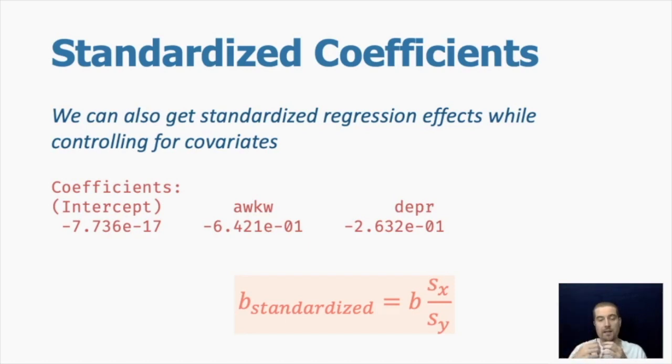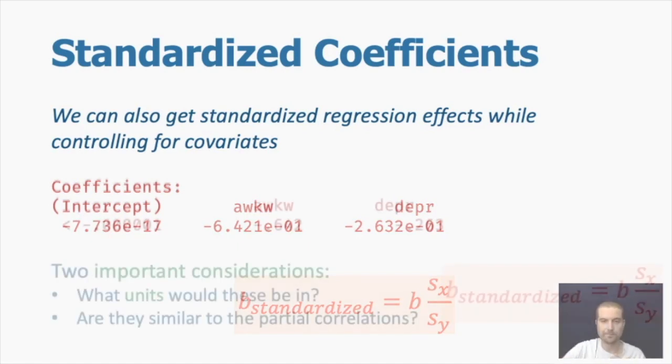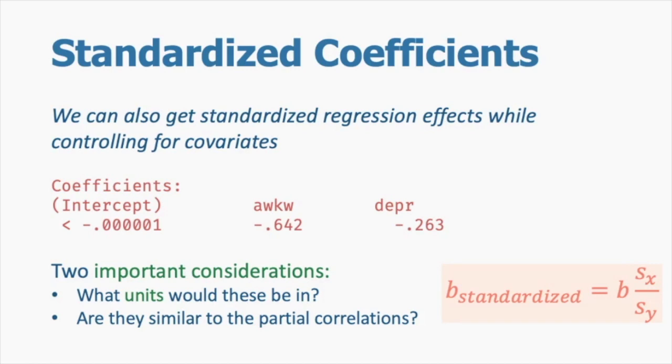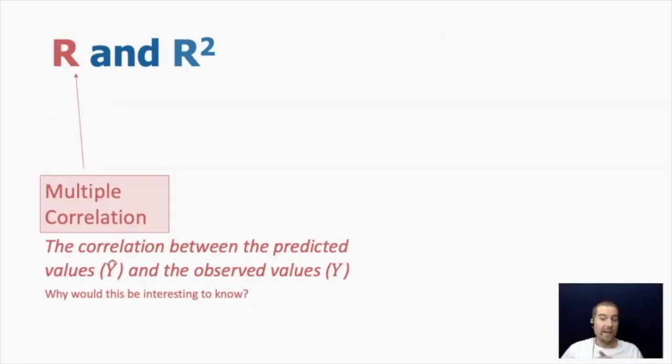And the effect sizes are more similar to correlation effect sizes. We've already talked about this. The two important considerations are what units a standardized effect is in. It's in standard deviation units. And are they similar to partial correlations? Yes, they're not the same, but they're very similar. Now some more effect size measures that we'll go into more later on.